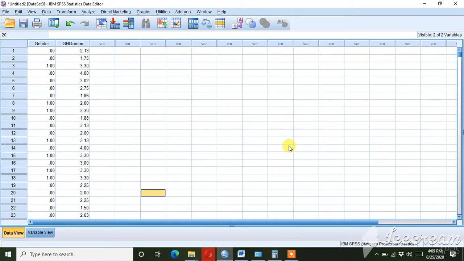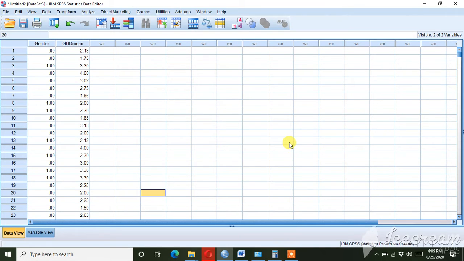Today we will talk about one-way ANOVA, and for doing the ANOVA test I will use the SPSS software. As you can see in the SPSS there are two columns, one column on the left while the other column on the right. The left column carries the data about the gender, male and female, while the right column carries the mean data about the general health questionnaire.